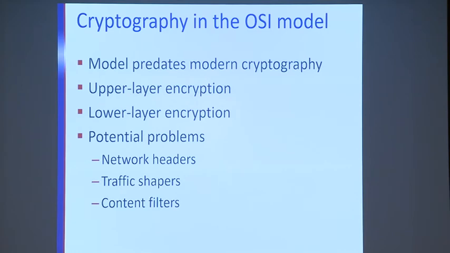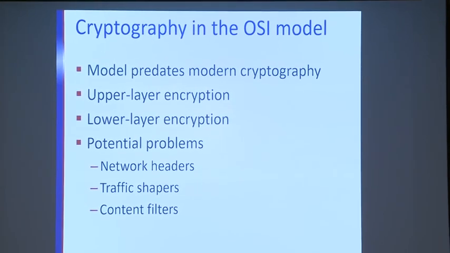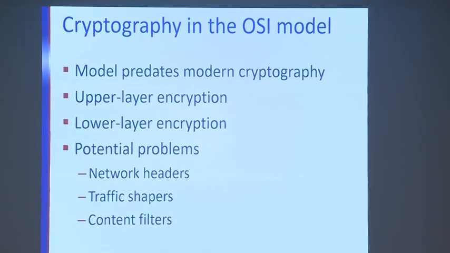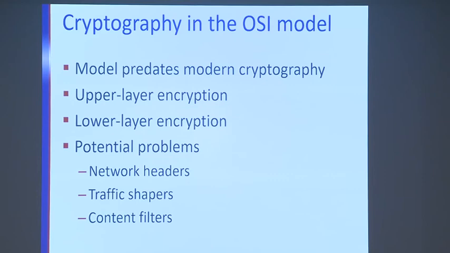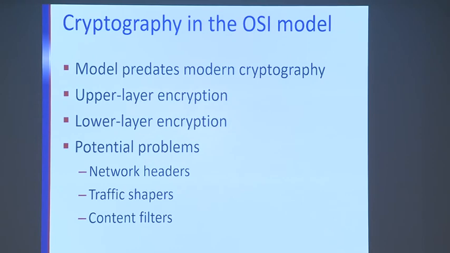So let's take a look at the OSI model. The OSI model predates any modern cryptography. IPsec was added on after the OSI model came out. So they came back and said, oh, wait a minute, let's put this in at the networking layer. You can do upper layer encryption, such as SSL, or lower layer encryption, where I encrypt the data that's there. There are potential problems with network headers and traffic shapers, because if I've encrypted all the traffic, you don't know where it's coming from or where it's going. We're going to look at how to solve those problems.